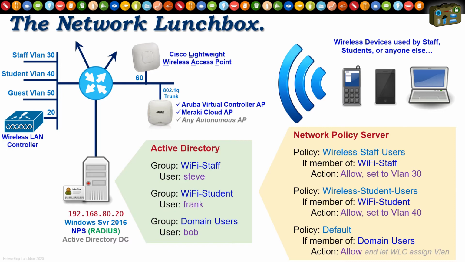Our second policy, wireless students. If you're a member of the student group, we're going to allow you access, and we're going to push back that you should live on VLAN 40. And everyone else, who's just Bob or anyone else in the domain users, you're allowed to join the wireless network, and we'll let the wireless LAN controller actually figure out what VLAN you should be on. So let's have a look at that demonstration of how that's all put together.